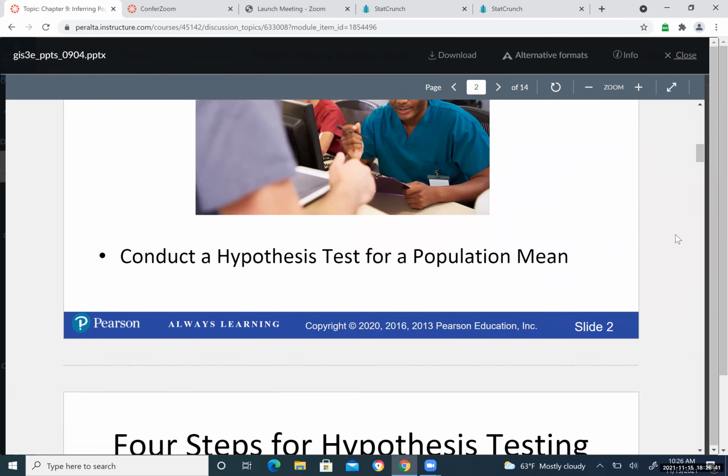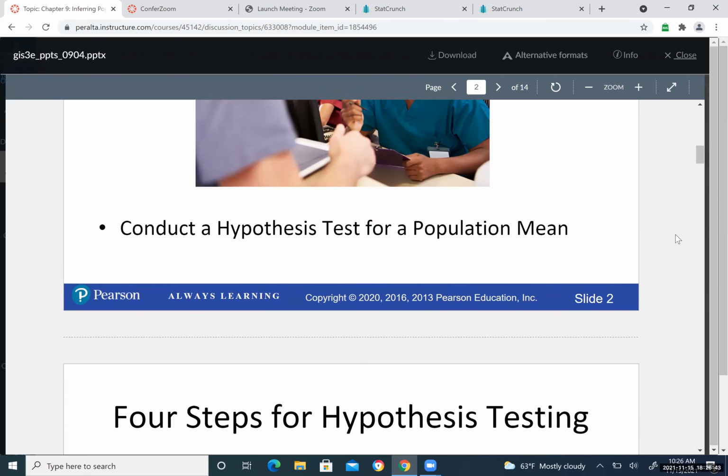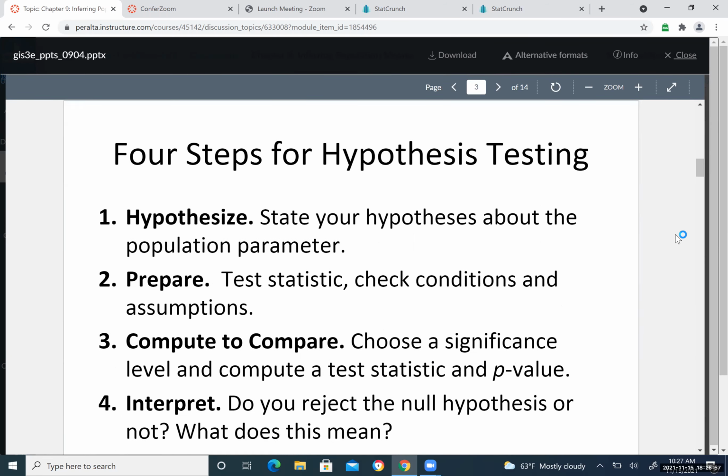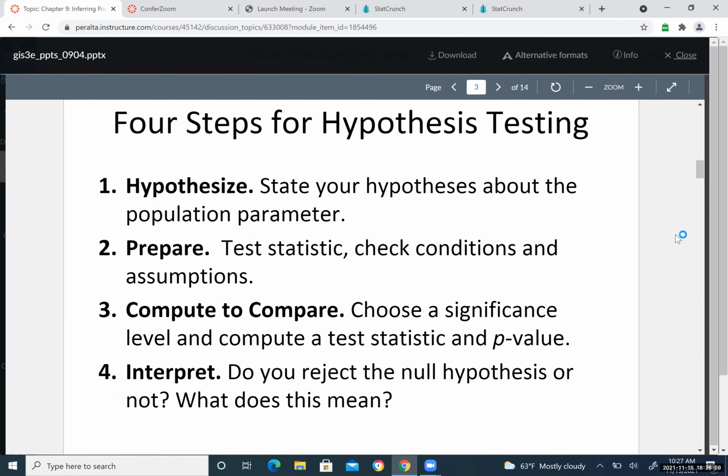So for this section, you will learn how to conduct a hypothesis test. To conduct a hypothesis test for a population mean, we have 4 steps. It's just similar to chapter 8. Okay, so right here, you can see the first step, you have to hypothesize, which means you have to state the null hypothesis, which is H naught. What is it, right? And then you have to state the alternate hypothesis, which is HA.